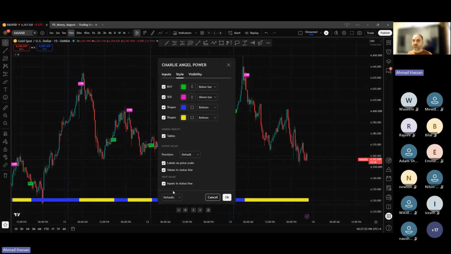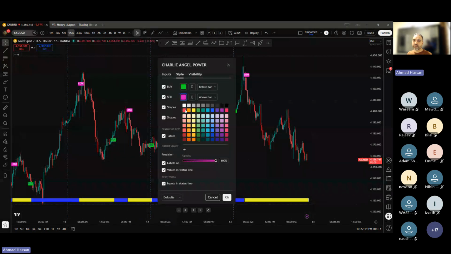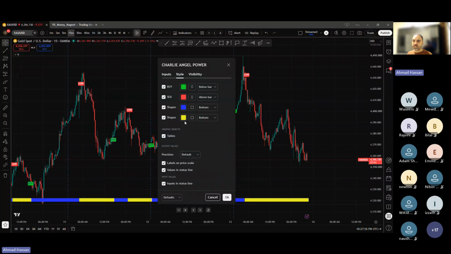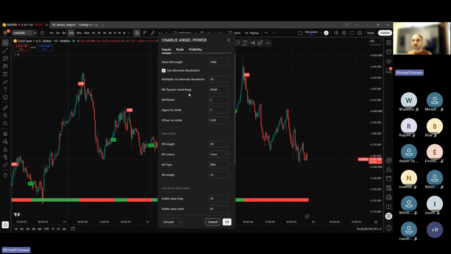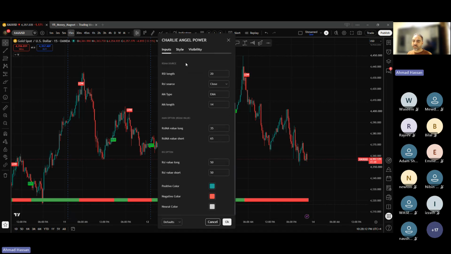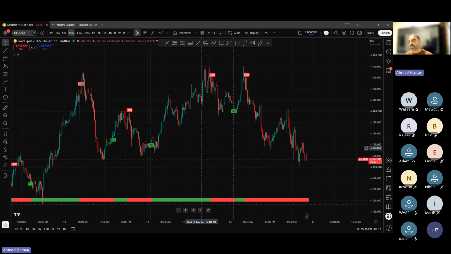It's up to you. You want green color, you want pink, you want red color, you can utilize the red color. You want shapes down as red, you can see red. You want shapes as green for buys, you can utilize that. So whichever side you are happy with, you can utilize that. And the resolution is 18. Don't change any of these things. These are the best settings which I'm giving to you. And you can see clearly it gives you right signals. Okay.